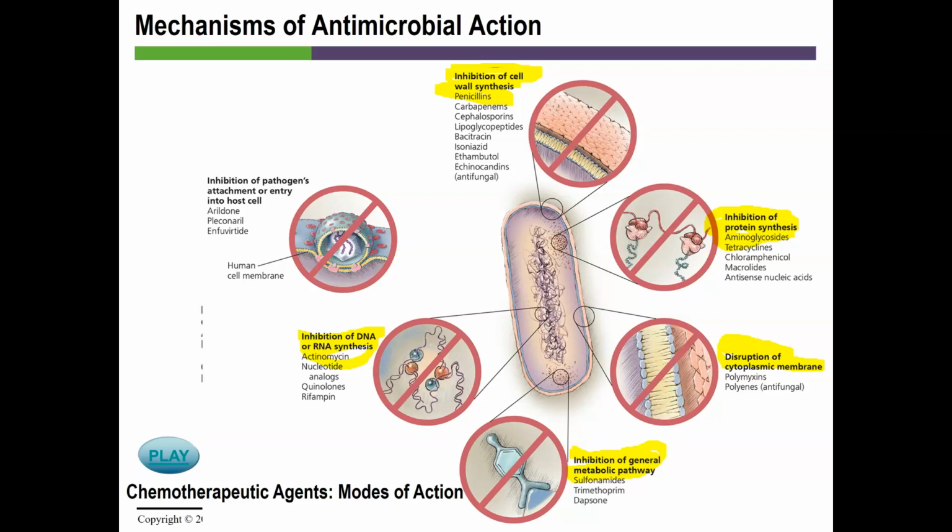And then the last mechanism of action is inhibition of the pathogen's attachment or entry into the cell. In order to initiate infection, attachment is the first step. The pathogen has to adhere to the cell or tissue in order to initiate infection. If you could prevent that first step from happening, you're going to prevent infection. So those are the 6 mechanisms of antimicrobial action. Please pay attention to those. Keep good notes on those 6.